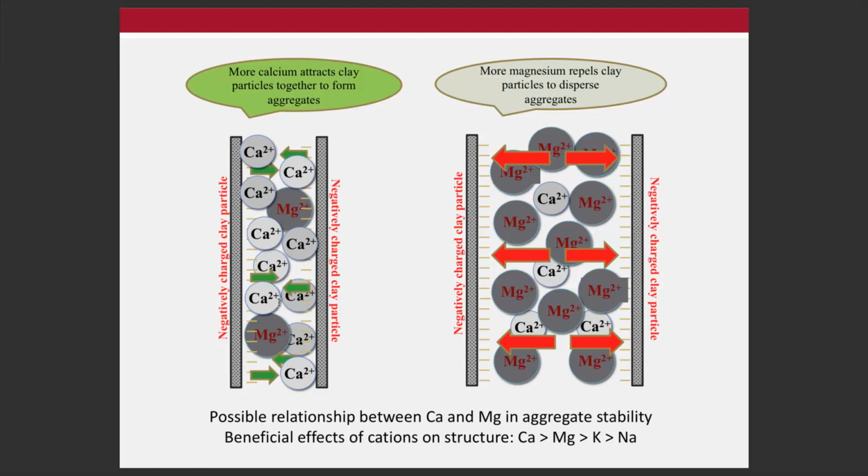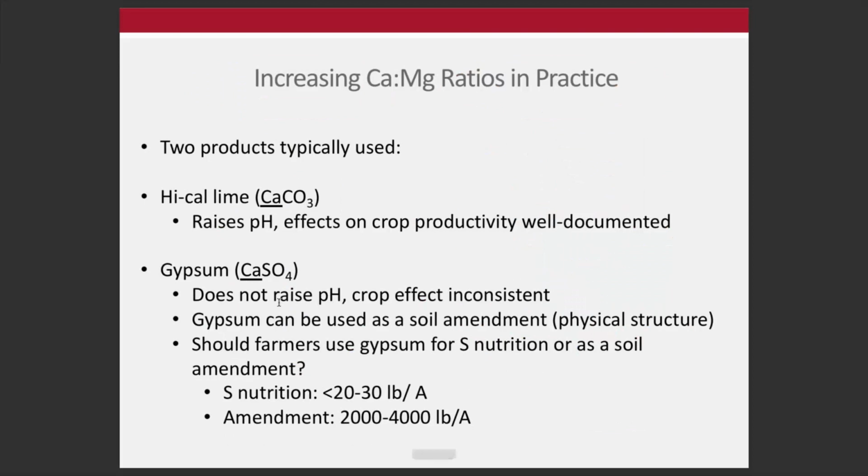Okay, so this is a bit of a deep dive into some of the theory, but for those that are interested, it's good to know some of this. In practice, for managing calcium-magnesium ratios, two products are typically used: high-cal lime, so that's lime without magnesium, and gypsum. Lime raises pH, and the effects on crop productivity are well documented. Gypsum does not raise pH.